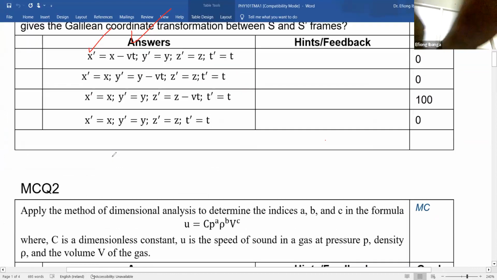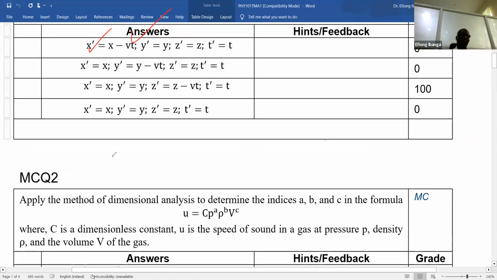Now, question number two. Apply the method of dimensional analysis to determine the indices A, B, and C in the formula. Have you seen this kind of question? Where C is a dimensionless constant, U is the speed of sound in a gas at pressure P, density rho, and volume V. So U is the velocity or speed, C is a constant, P is pressure, V is volume.